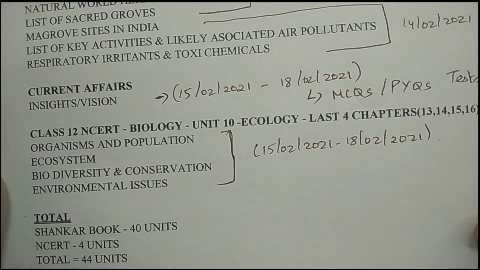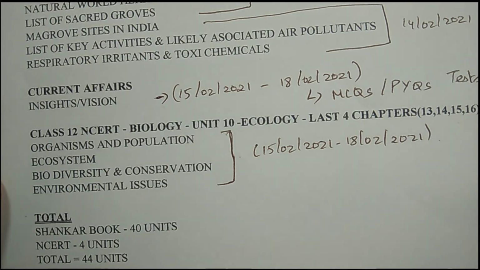And then in class 12 NCERT you will have to read the last 4 chapters, that is 13, 14, 15, 16. It comes under unit 10 called ecology. So the chapters are organisms and population, ecosystem, biodiversity and conservation, environmental issues. If you're new to environment, then start with NCERT and then go to the Shankar book. Since I have prepared it earlier, I have placed it at last.